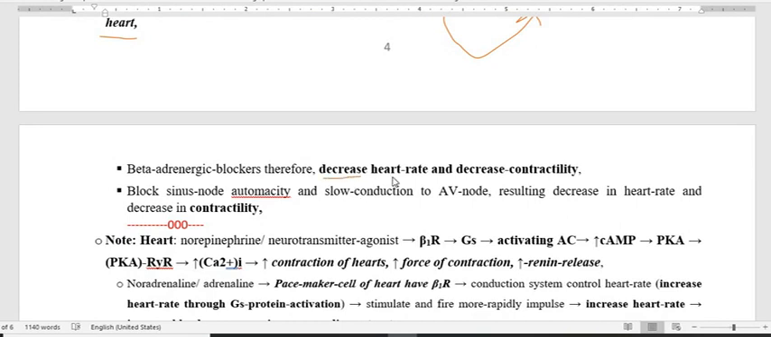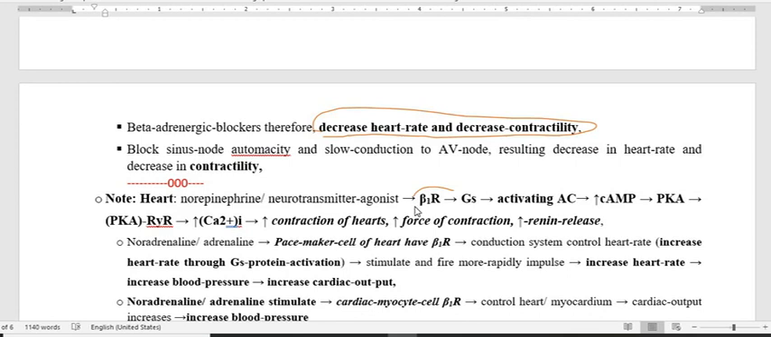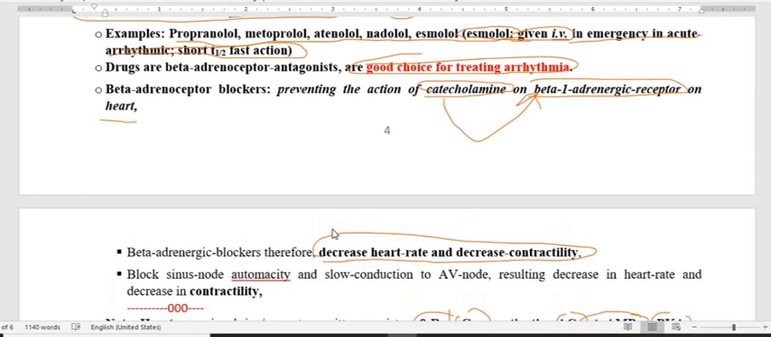Finally, it leads to a decrease in heart rate and a decrease in contractility through the protein that we already discussed, the Gs protein, by activating adenyl cyclase, which promotes cyclic AMP, which acts on protein kinase A on the ryanodine receptor, and therefore intracellular calcium rises. Because of the blocking, it gives rise to a decrease in heart rate and a decrease in contractility.